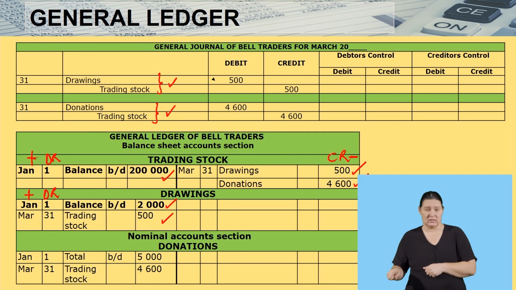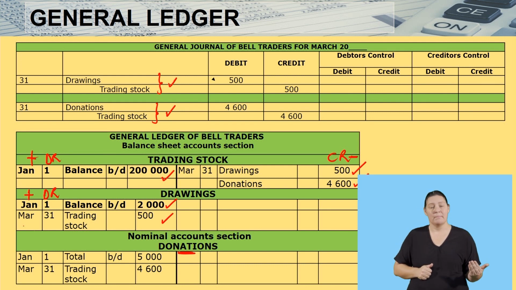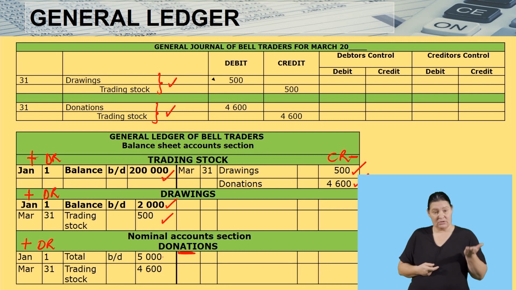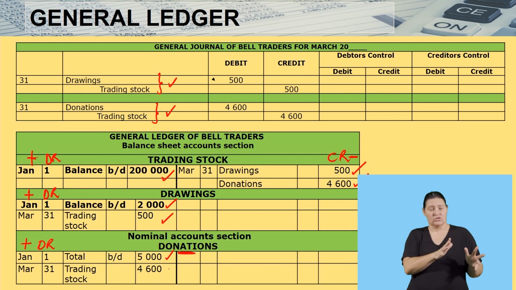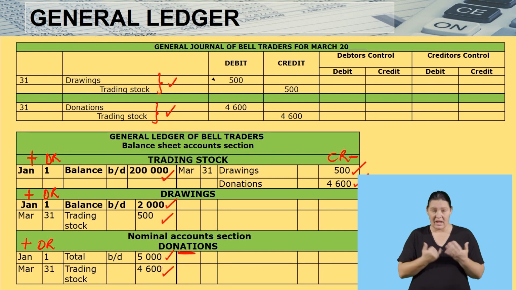The double entry principle means we need to have a second account. We will have what we call the donations account, which is in the nominal account section, an expense to the business. Your expenses will increase on the debit side. So we had a total already of 5,000, and then we will add the 4,600. In this case, we are debiting our donations.